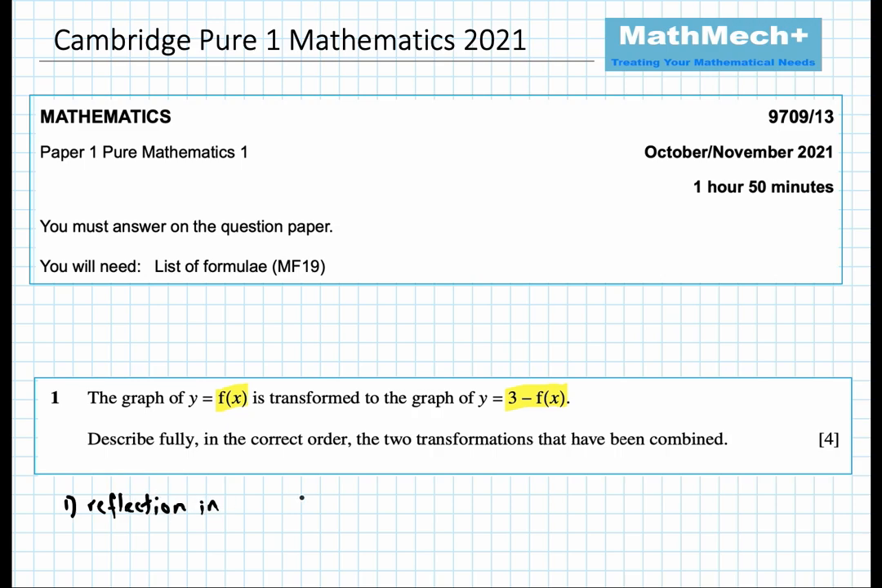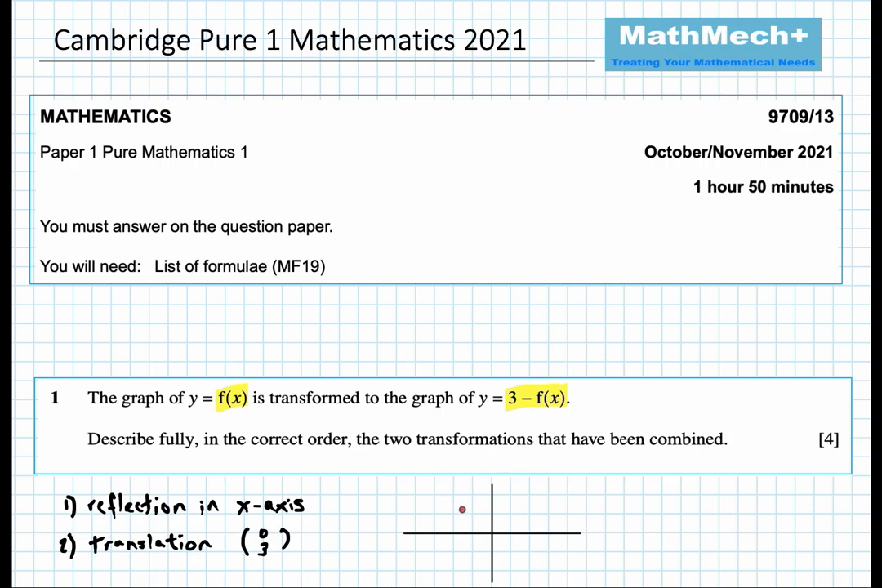The first one is a reflection in the x-axis, which means it's parallel to the y-axis. And our second one is translation. So plus 3. On a column vector, you'll see it here as 0 in the x direction and 3 up in the y-axis. Might as well draw a little picture.